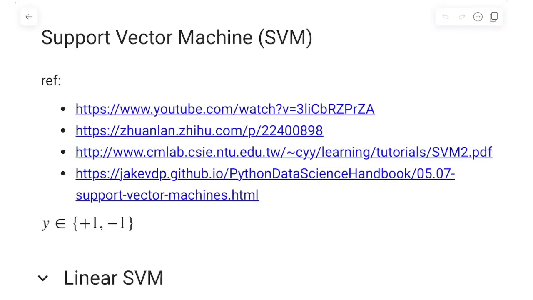This hour we are going to introduce a new algorithm, which is support vector machine, and it is also an algorithm for classification. The output of SVM should be a binary value. So here we define it as +1 and -1.